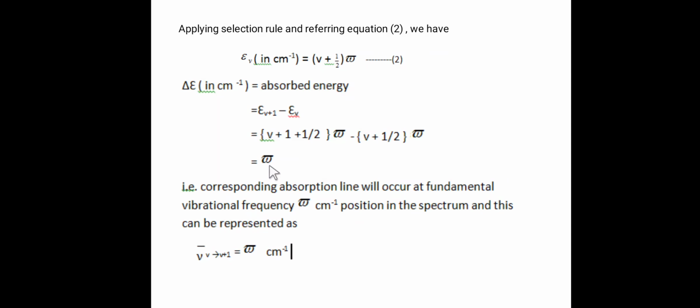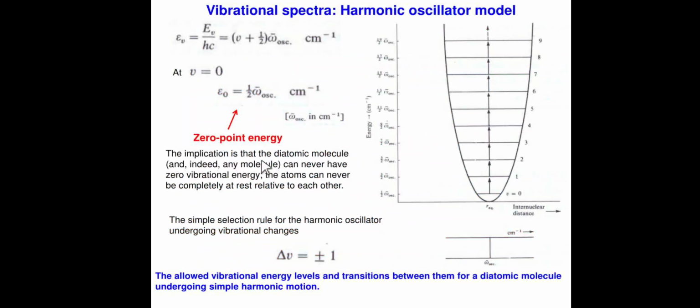Then when we consider the transition from 0 to 1, again the energy absorbed is omega bar, that is 3/2 minus 1/2. Let us consider the diagram once again. So, 0 to 1, the energy absorbed is omega bar. Then when we consider the transition 1 to 2, it is 5/2 minus 3/2, again the answer is omega bar. Then let us consider the next transition, 2 to 3. Here 7/2 minus 5/2, again the energy absorbed is omega bar.